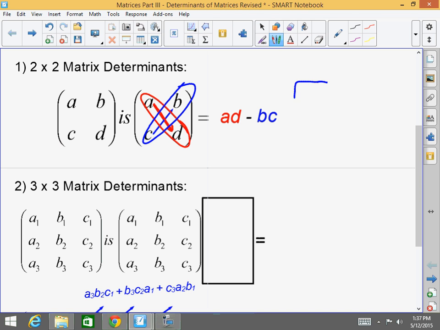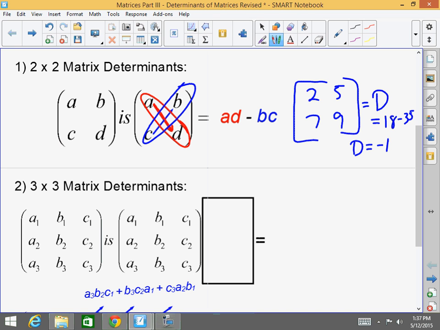So for example, if I have a matrix that's 2, 5, 7, 9, my determinant, which we'll call capital D, will equal 2 times 9, which is 18, minus 7 times 5, which is 35. So my determinant would be negative 17. Nice and simple. Finding determinants of 2 by 2s, as you can see, is very simple.